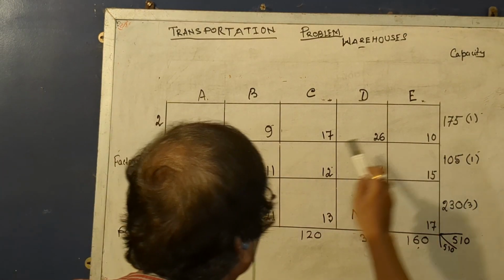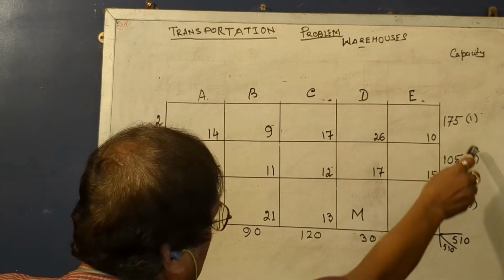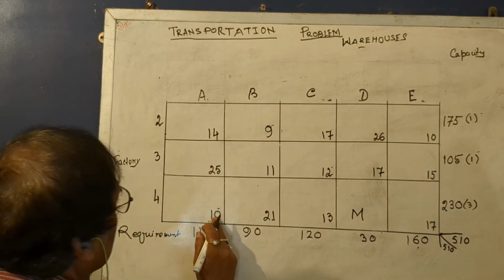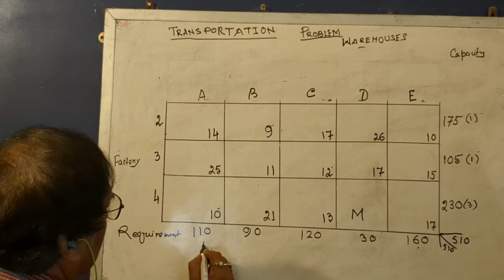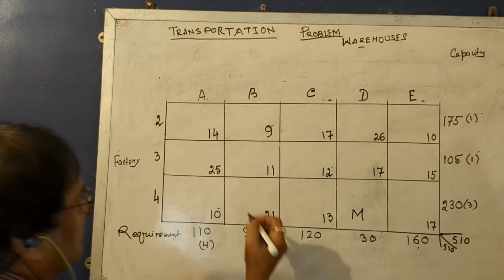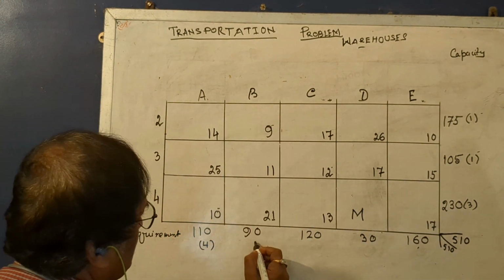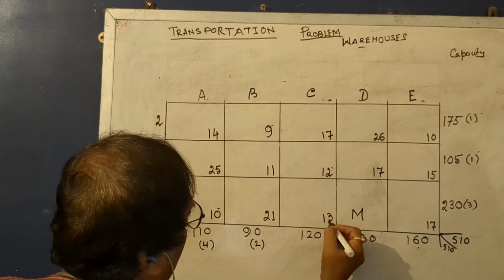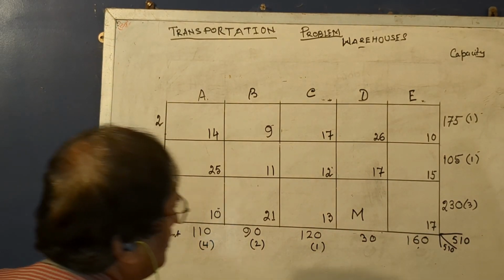So row wise, the difference of lowest and immediate lowest is already calculated. Now column wise, for the first column, what is the lowest? It is 10 and the second lowest is 40. That's why the difference is 4. For the second column, the lowest is 9 and the immediate lowest is 11. That's why it is 2.